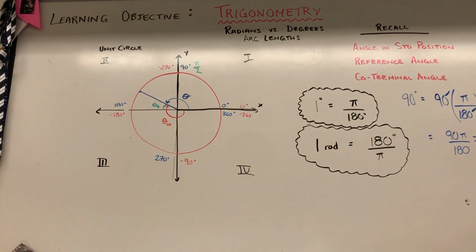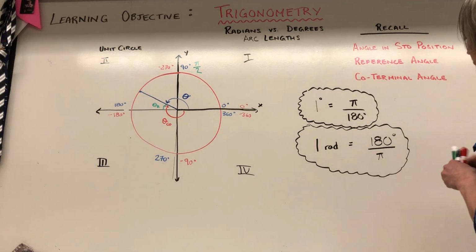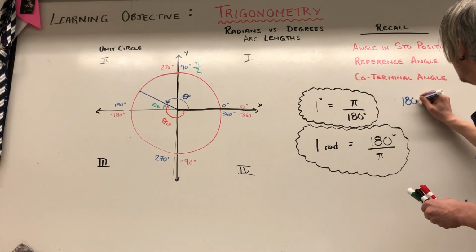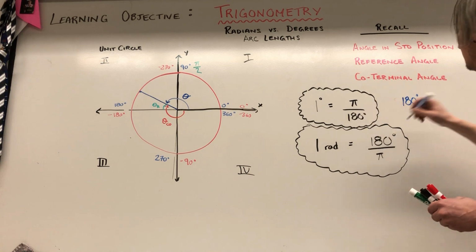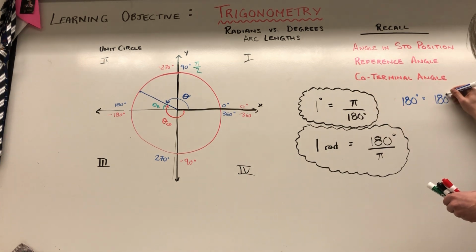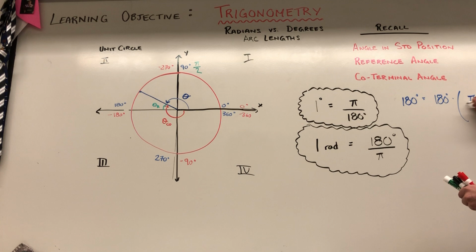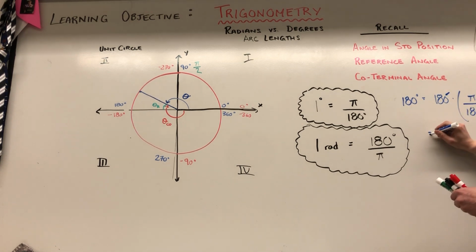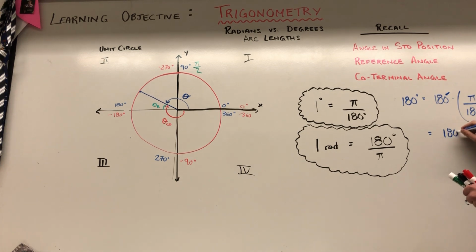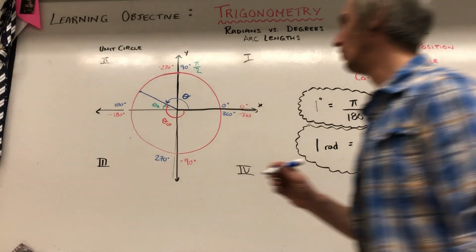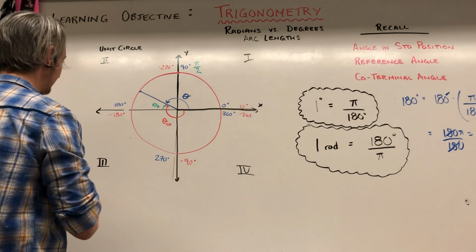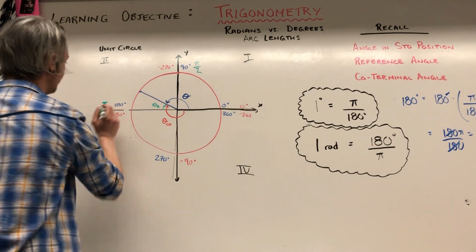Okay, let's do 180. 180 degrees means I have 180 of these. So 180 degrees times pi over 180 degrees. My degree units cancel out, and I get 180 pi over 180. The 180s cancel, leaving me just with pi. So 180 degrees is the same as pi radians.